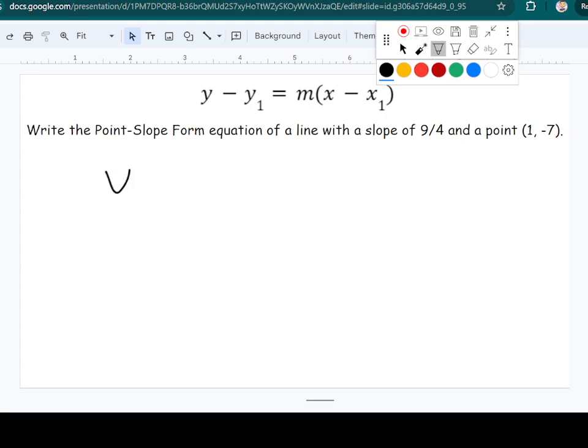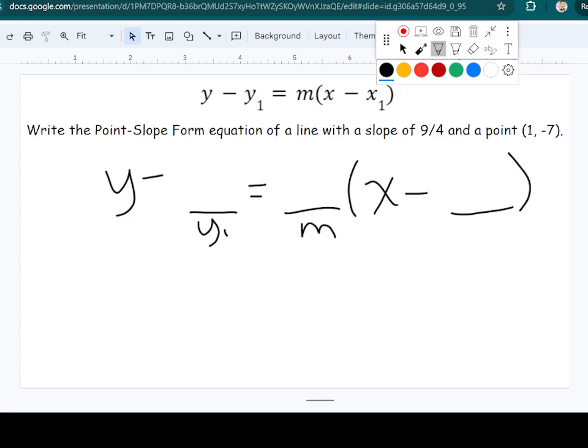I'm going to make my little template again. I'm going to make it in a different color this time, just so it looks a little better. So y minus y1 equals m times the quantity x minus x1. And then I'll go back to the green. So our slope, we are given 9/4. Slope is, of course, m, so that just plugs in right there.